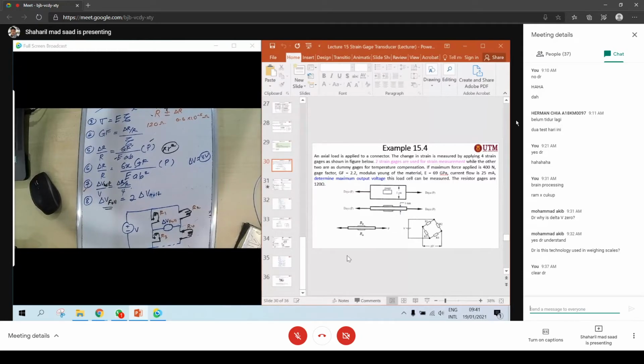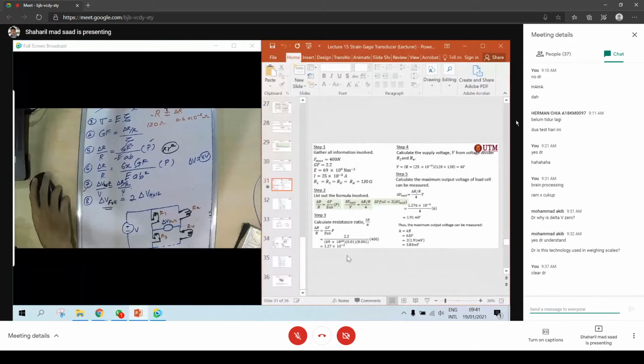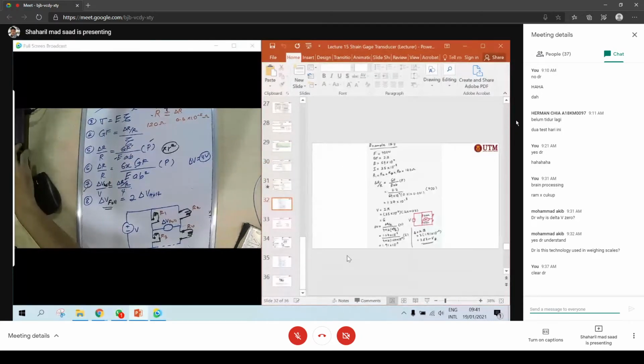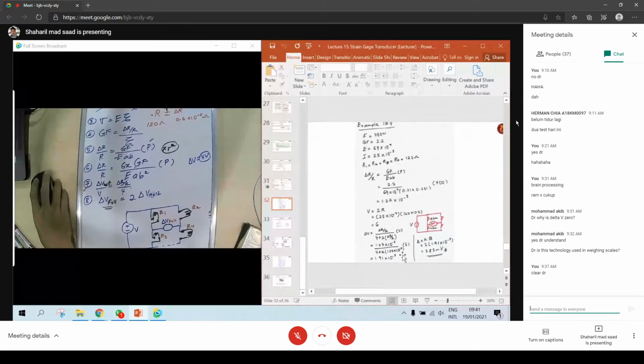The other two are just dummy strain gauges for temperature compensation. If the maximum force applied is 400 Newton, gauge factor GF equal to 2.2, modulus of Young equal to 69 gigapascal, and current flow is 25 milliamp, determine the maximum output of the measurement. The gauge resistance is 120. So what you can do is, I very much like to use this formula.